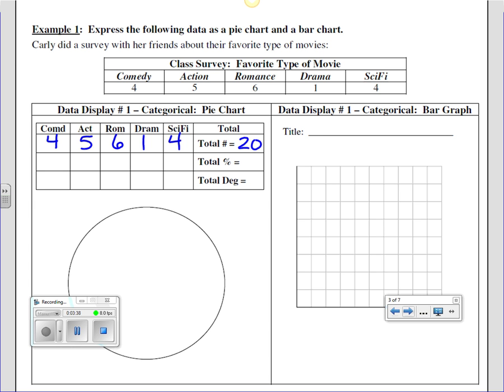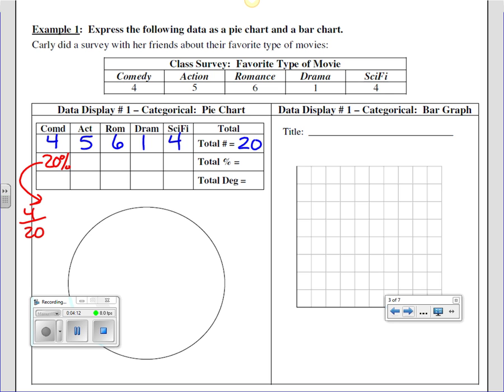Right here, we need to get what they would be as a percent. So there's 4 people. How would I get that as a percent? 4 divided by 20. Anytime you want a percent, you divide by the total. So 4 divided by 20. Type that in your calculator. 0.2. So what is that as a percent? 20%.